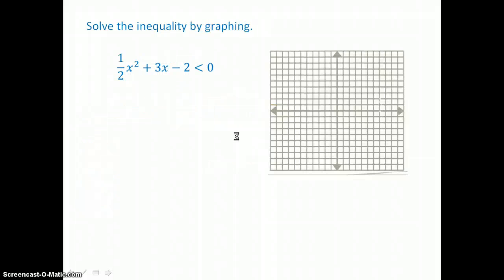The second method we'll look at for solving a quadratic inequality in one variable is graphing. We can take this quadratic inequality and replace the inequality again with the equal sign, and 0 with y. This is our quadratic equation that when we graph will be a parabola opening up because a is positive.